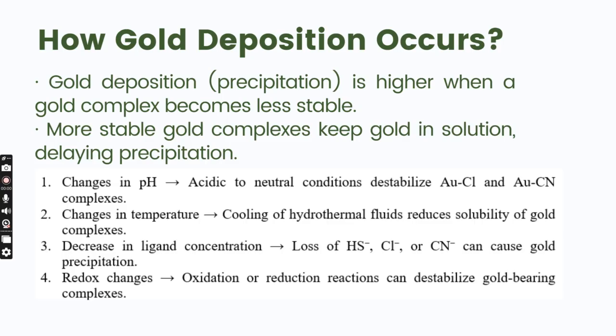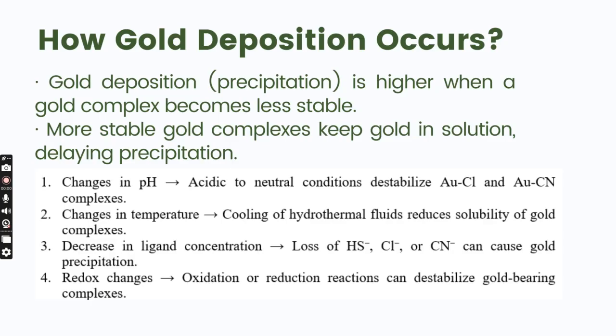So what are the parameters which can lower the K value? That is the important question. A more stable gold complex keeps gold in solution and delays precipitation. Alteration is a broad term, but what are the parameters which govern alteration? First is change in pH. For example, acidic to neutral condition destabilizes AuCN complexes, so that is a very important prerequisite. Then changes in temperature: sudden change, like cooling of hydrothermal fluids, reduces the stability of the gold complex.